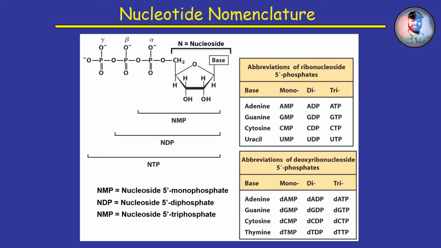If the nucleotide contains two phosphate groups in the 5' position of the sugar part, then the name of the nucleotide will be the name of the nucleoside plus 5' diphosphate. If the nucleotide contains three phosphate groups, then the name of the nucleotide will be the name of the nucleoside plus 5' triphosphate. Here we can see the symbols of different nucleotides containing different bases with 1 to 3 phosphate groups, both for DNA and RNA.